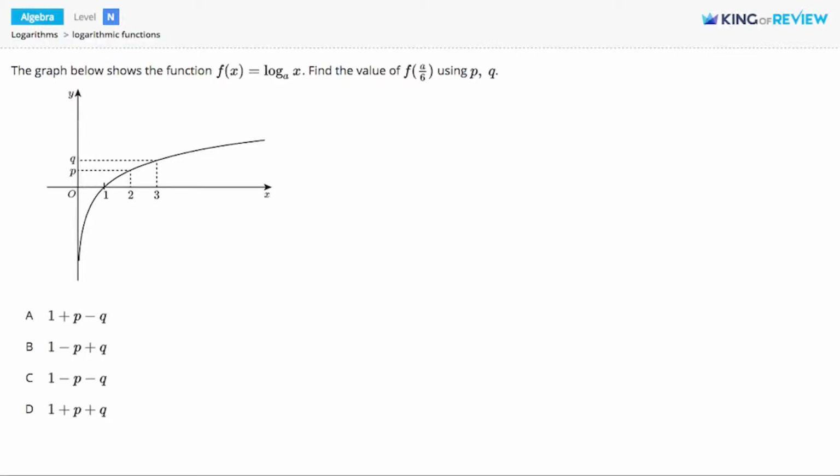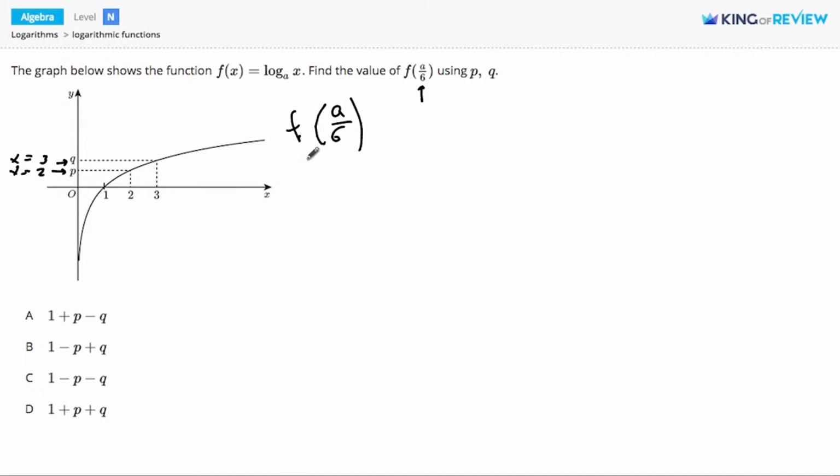Here we need to find the value of a logarithmic function defined at a over 6 using some values from this graph. Let's look at f of a over 6 and see if we can put it in terms of 2 and 3, since 2 and 3 are the two numbers on the x-axis that correspond to p and q on the y-axis. X equals 3 is for q, x equals 2 is for p.